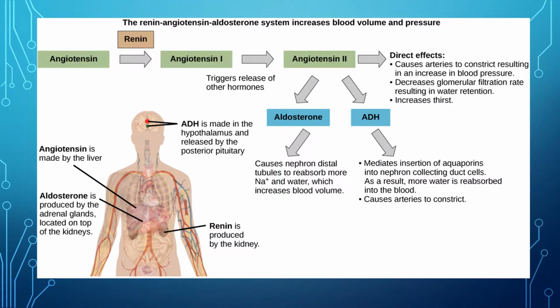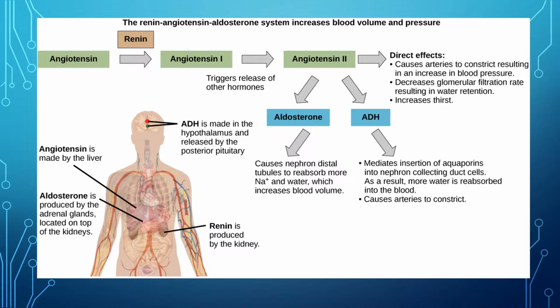Renin is produced in the kidney and catalyzes the conversion of angiotensinogen to angiotensin 1. Angiotensin 2, whose precursor is angiotensin 1, causes arteries to constrict, resulting in an increase in blood pressure and decreases in the glomerular filtration rate, resulting in water retention. This also increases thirst.